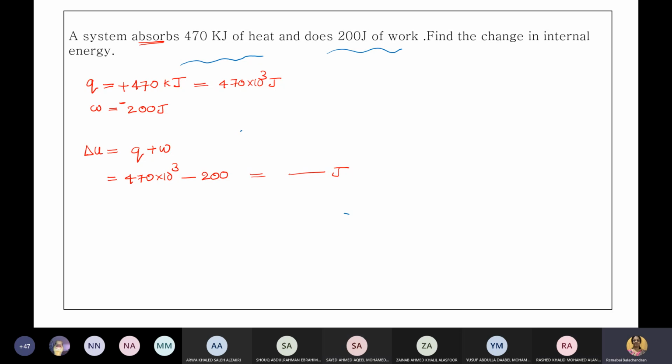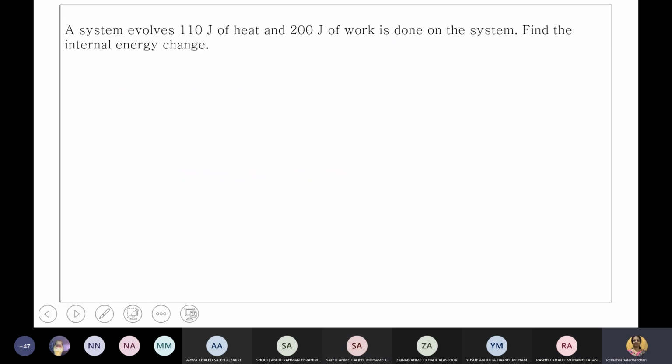Okay, now. A system evolves, evolves means releases, 110 joule of heat, and 200 joule of work is done on the system. Find the internal energy change. So tell me, what's the value of delta U? Q? Negative 110. Okay. Yes. W?